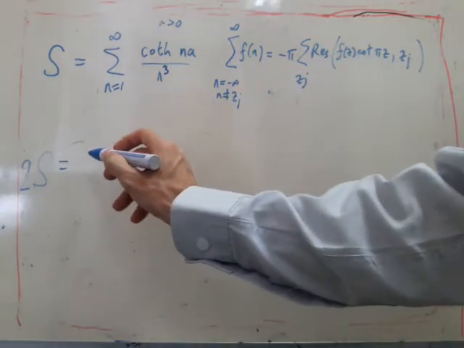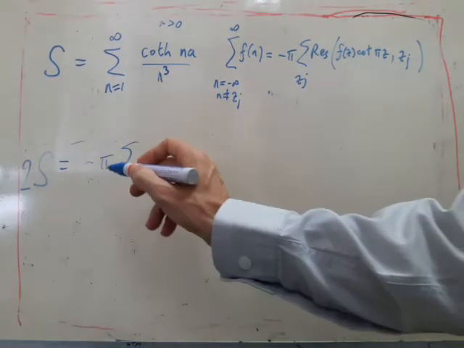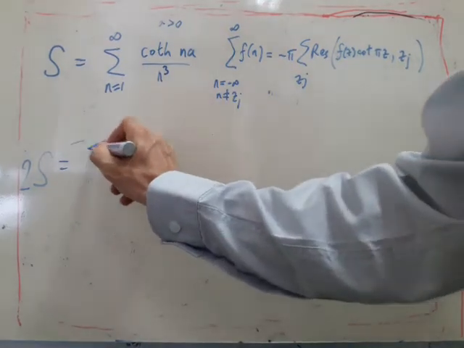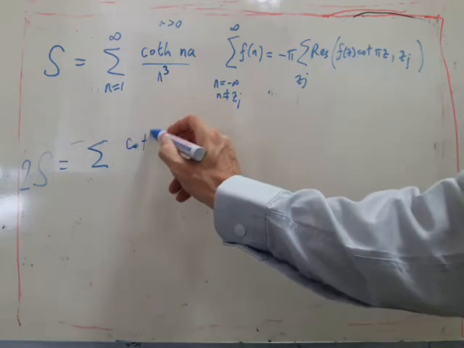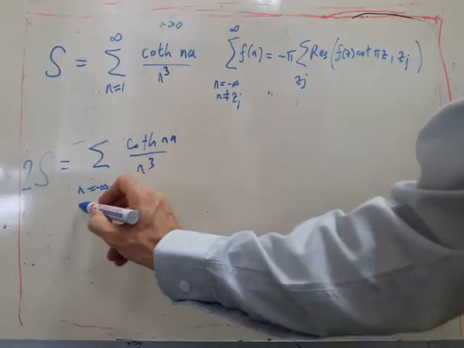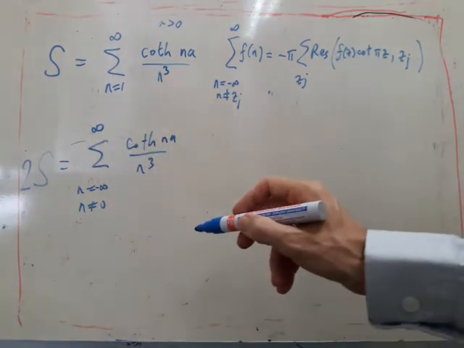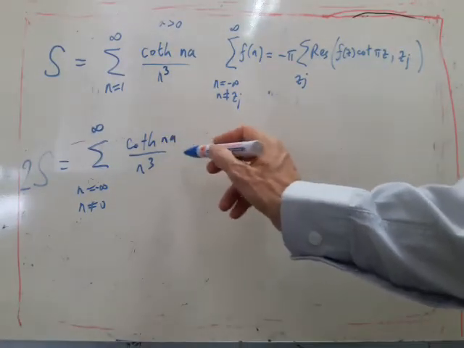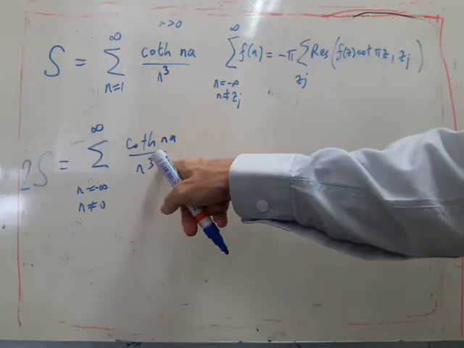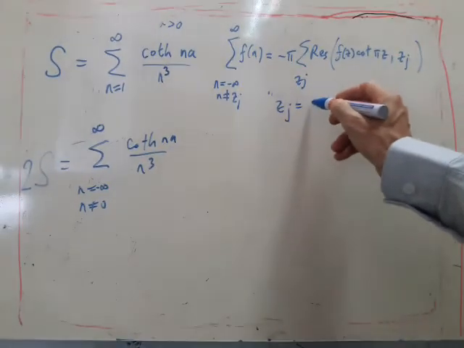So we can write down straight away that 2s is equal to minus pi times... Okay, now we need to work out where the residues are. Well, I'll just write it as this to start with. So 2s is equal to the sum of coth na over n cubed, from minus infinity to infinity, n not equal to 0. So this is our f of n, and then we need to find out where the residues of this are. So obviously we've got the poles of this. So we've got poles at n equals 0. So z0 is equal to 0.